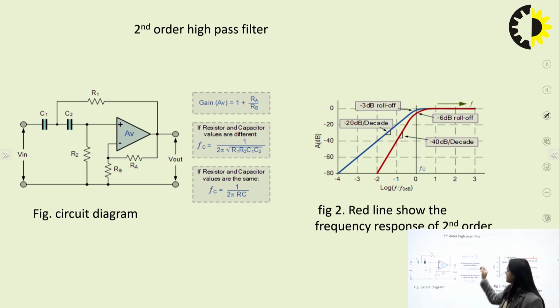From this circuit the gain can again be written as 1 plus RA upon RB, and the cutoff frequency can be written as 1 upon 2 pi under root R1, R2, C1, C2. And if the resistor and capacitor values are the same, then FC can be written as 1 upon 2 pi RC. From this circuit diagram we can see the frequency response: for first order the gain roll off rate is 20 dB per decade, for second order the gain roll off rate is minus 40 dB per decade, and similarly for the third order filter the gain roll off rate becomes minus 60 dB per decade.